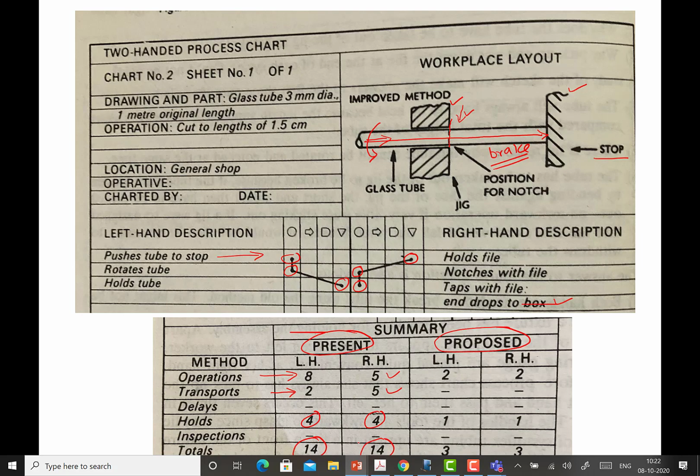And in the proposed method, using the improved design of the jig, the two operations of the left hand and one hold, two operations of the right hand and one hold, total 3 activities of the left hand and total 3 of the right hand. So this is how you can see the kind of improvement in the number of activities that are needed for the same cutting operation.